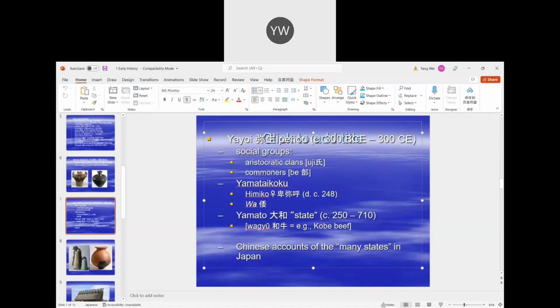So according to one Chinese text called Song Shu, we know that in the Yamatai Koku, there is a queen called Himiko. This country is ruled by a female leader called Himiko, but no one sees her, according to the Chinese source.